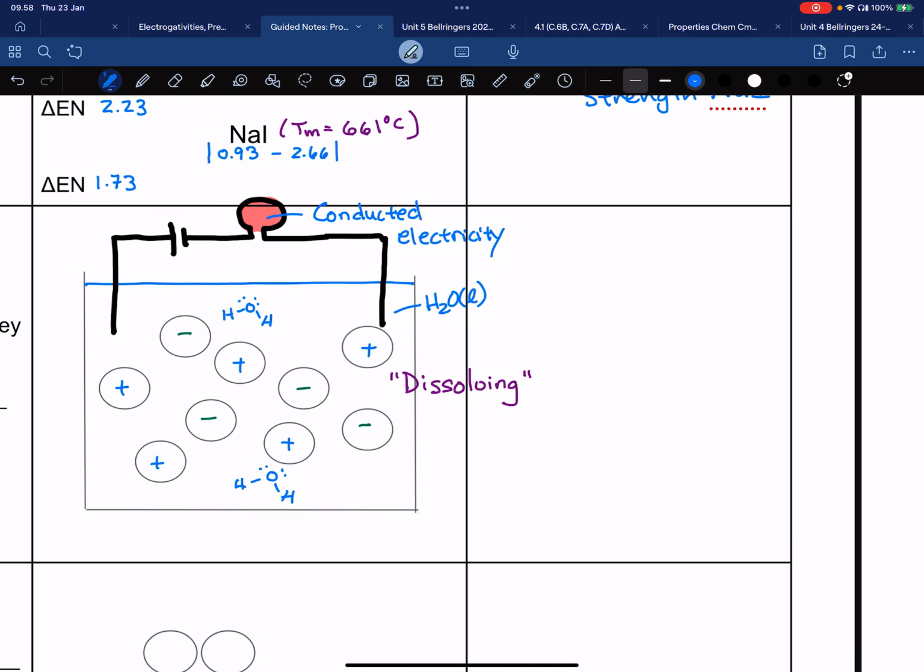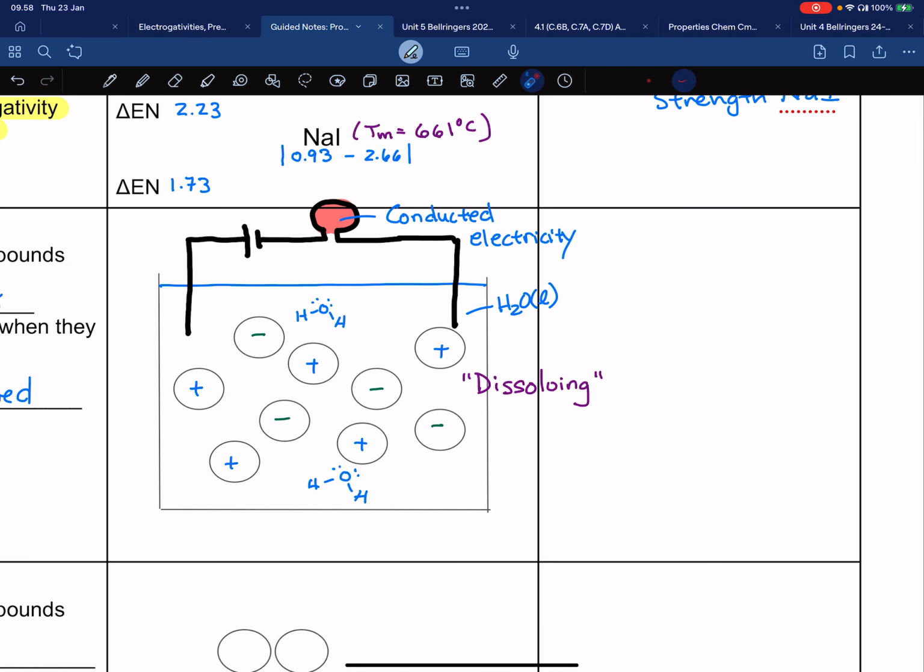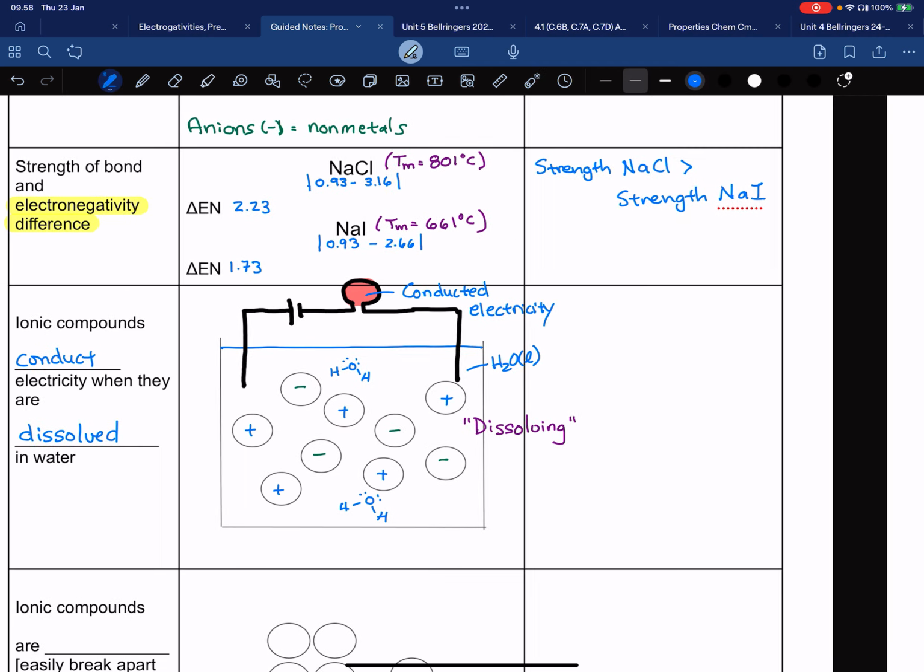Now, the reason for that is that these ions right here, the positive ones are constantly kind of trying to go towards the negative electrode, and the negative ones are constantly kind of trying to go towards the positive electrode. And so these positive and negative ions are moving all the time through the solution. That is what conducts electricity.